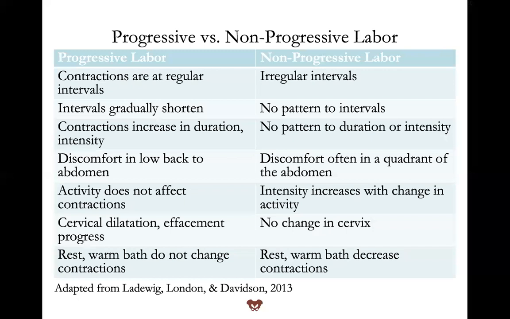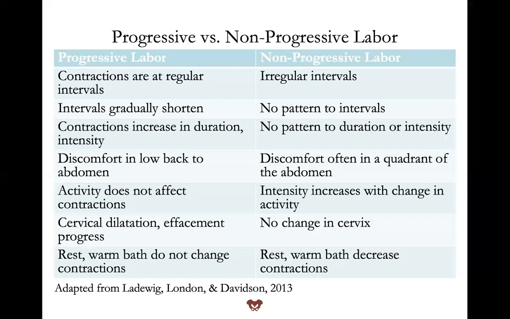For progressive labor, activity is not going to change the contractions. So it doesn't matter if mom lies down, if she gets up and walks around, if she moves, its activity is not going to make the contractions get worse or go away. It's not going to have an effect either way. With non-progressive labor, intensity can be affected by activity. So for instance, if mom is experiencing some Braxton Hicks contractions, if she lies down and drinks some water, oftentimes those contractions may go away or may become way less tense.